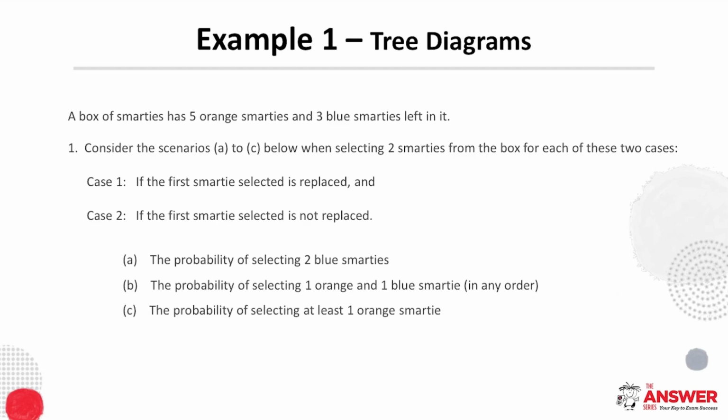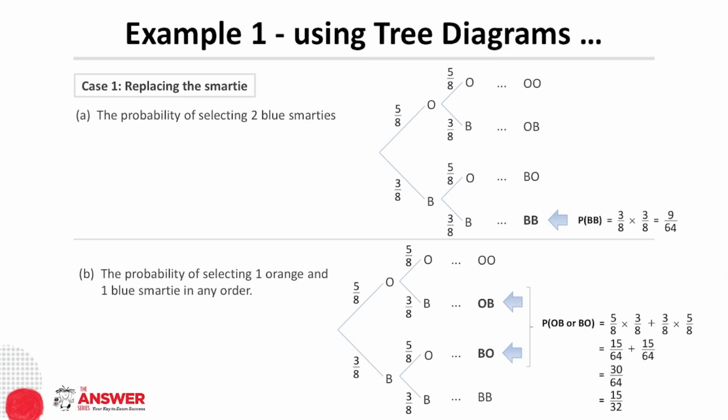Let's dive into an example now. This example is about 5 orange Smarties and 3 blue Smarties that are left behind in a box. The question is asking us to consider 3 scenarios when selecting 2 Smarties from the box for 2 cases. The first case, if the Smartie selected is replaced, and the second, if the Smartie selected is not replaced. Maybe pause the video for a moment to read the question in full. A tree diagram is a great option to use in answering this type of question.